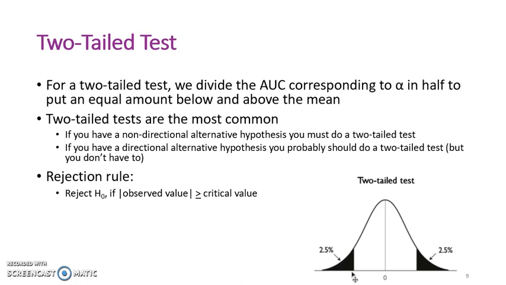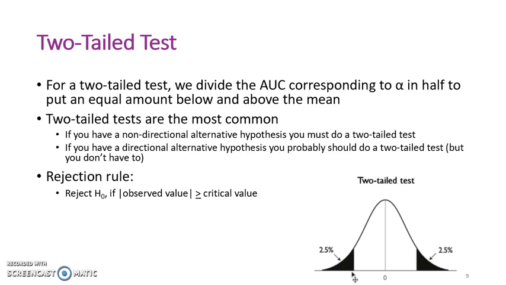Now let's talk about one versus two-tailed tests. A two-tailed test just means that we have rejection regions on both sides of the distribution, like the example on the previous slide. For a two-tailed test, we divide the area under the curve corresponding to alpha in half to put an equal amount below and above the mean. Two-tailed tests are more common than one-tailed tests. This is when we have a non-directional alternative hypothesis. That's when we do a two-tailed test.